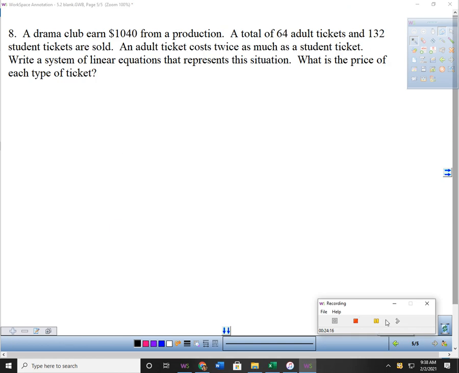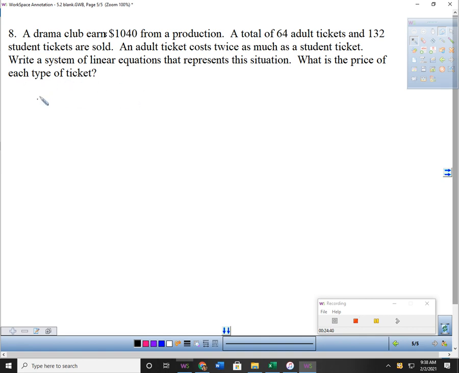All right, a drama club earns, I'll put an S there, $1,040 from a production. A total of 64 adult tickets and 132 student tickets are sold. An adult ticket costs twice as much as a student ticket. Write a system of linear equations that represents the situation. What is the price of each type of ticket?